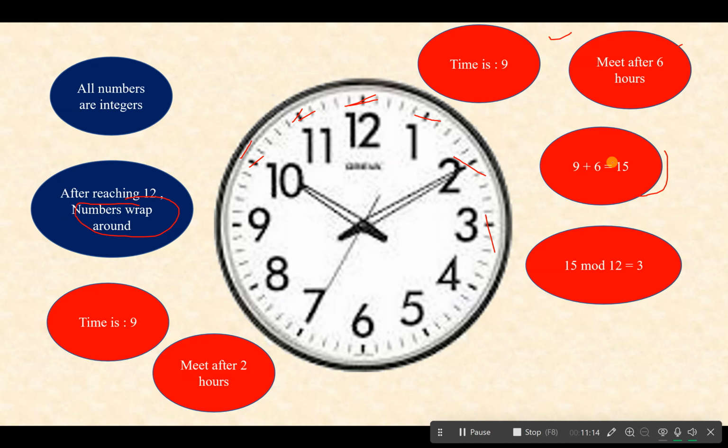But there is no 15 here. So instead of 15, what do we have? We have 3. That's why it says 15 mod 12 is 3. So 15 is the same as 3. That is the meaning. 15 mod 12 is equal to 3 means in a 12-hour clock, 15 and 3 are the same. So that is what they are trying to tell.